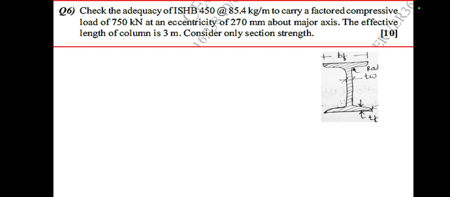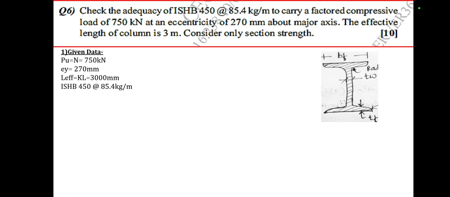This is the diagram of our column. Following is the given data. PU, that is ultimate load, is equal to 750 kilonewton. As the load is a factored load, there is no need to multiply the given load by the factor of safety, that is 1.5. Then eccentricity is about the major axis, hence it is EY, which is equal to 270 mm, and L effective, that is equal to KL, which is equal to 3000 mm.